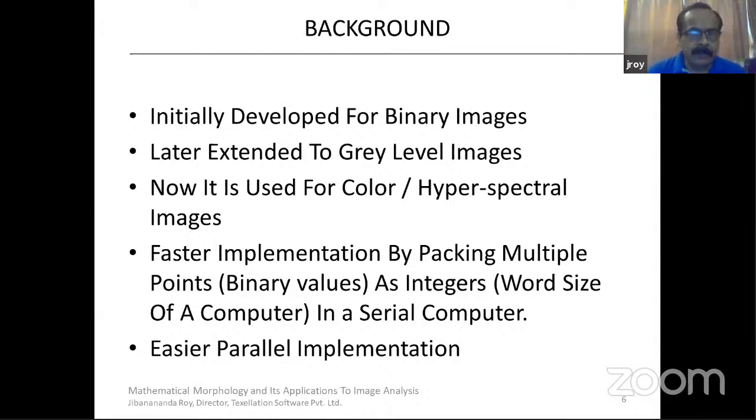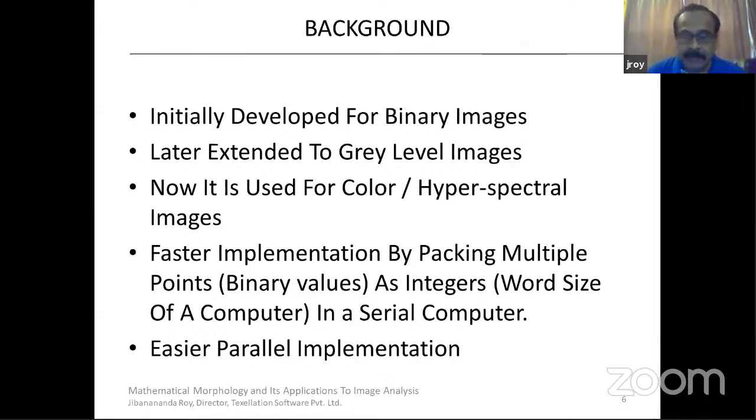It was developed initially for binary images, and it was later extended to gray level images. Currently, it is being used for all kinds of images like color, hyperspectral, and so on. But what is the advantage of using this? Now, if you think about binary images in those days, during the 1990s, high-speed computers were not there. It was still serial computers, and there were some dedicated parallel processors.